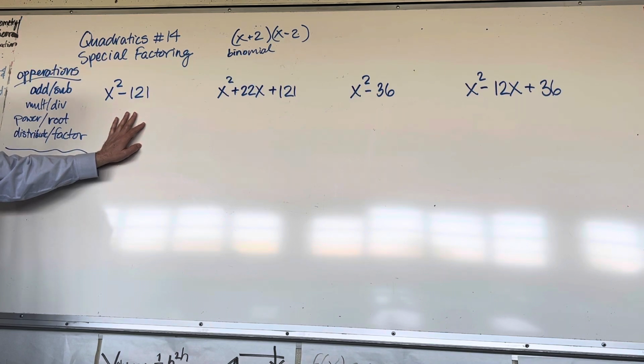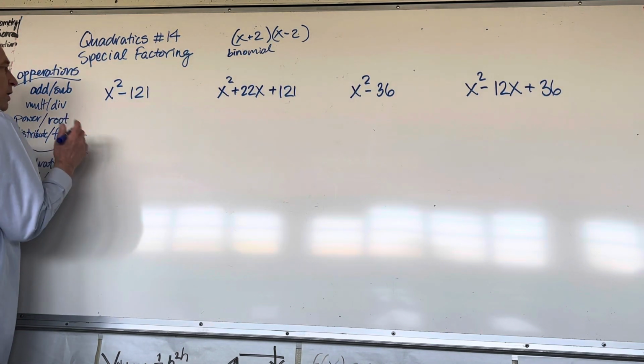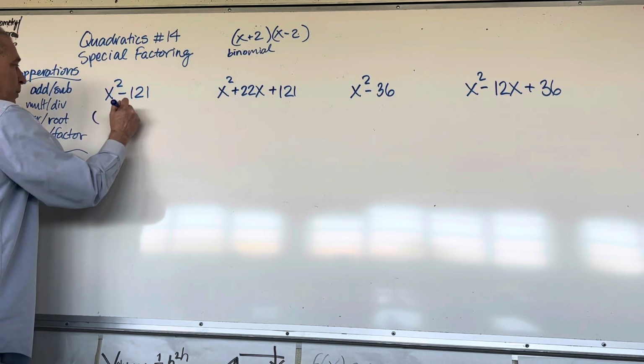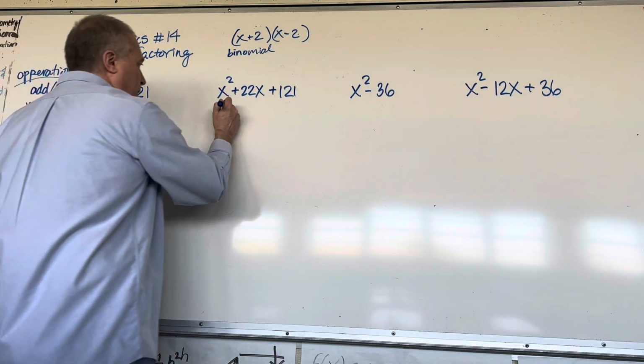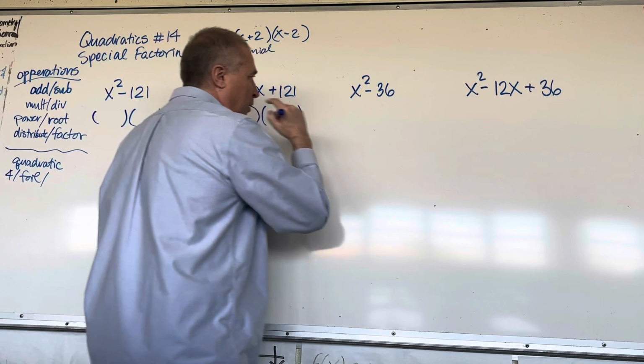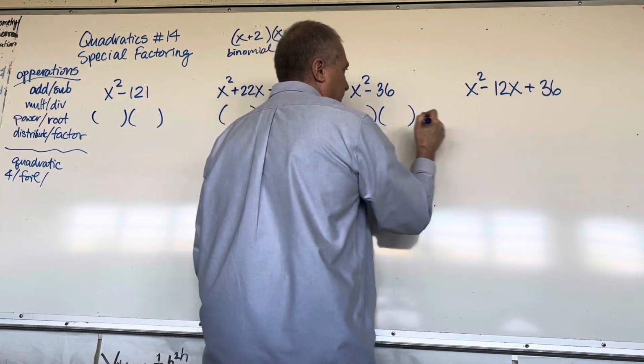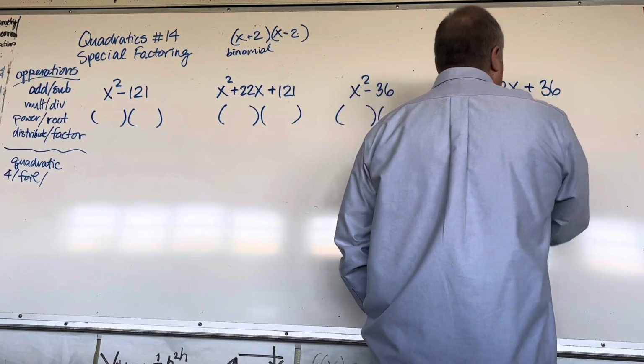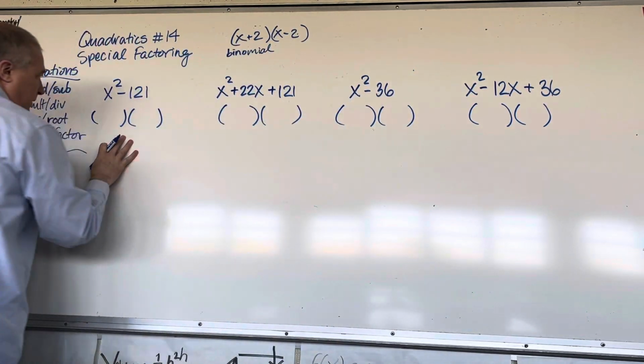Special factoring. Why is it special factoring? Let's go for the solution. If I've got 2 parentheses like this, and we're going to do it for all 4, so I want your brain to think about all 4 at the same time. We're going to factor them. Tell me what I can do right here.